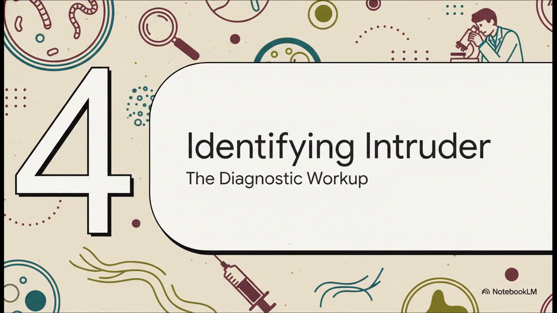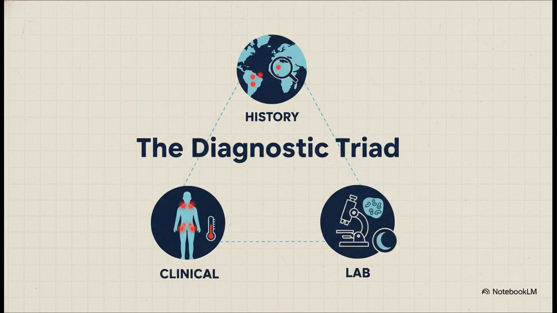Okay, so how do we confirm our suspicions? Let's walk through the diagnostic workup. I want you to think of the diagnosis as a triad, 3 key pieces. First, the patient's history. Have they been in an area where this disease is endemic? Second, the clinical picture. Do they have those characteristic fevers and swollen lymph nodes? And third, the definitive proof, finding the microfilariae in a blood sample.